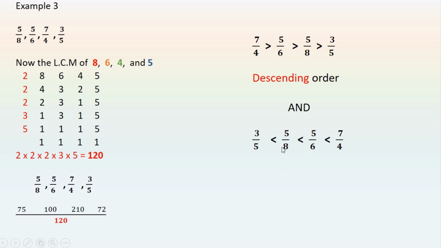So this arrangement is called ascending order, from the least digit to the greatest digit. Ascending order means arranging numbers from the least number to the greatest number with the use of the less than symbol. You can see the less than symbol throughout. So this is called ascending order, and this is called descending order.